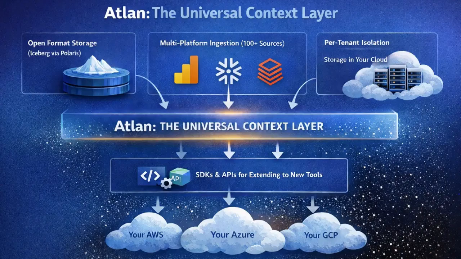Our technical foundation makes Atlan the universal context layer. It has open format storage in Iceberg via Polaris, multi-platform ingestion with connectors to hundreds of sources. It has per tenant isolation, and it has an MCP, SDKs, and APIs for extending to new tools. This isn't a closed system. It's designed to be the neutral context engine that respects your existing investments, whether you're on Snowflake, Databricks, both, or neither.